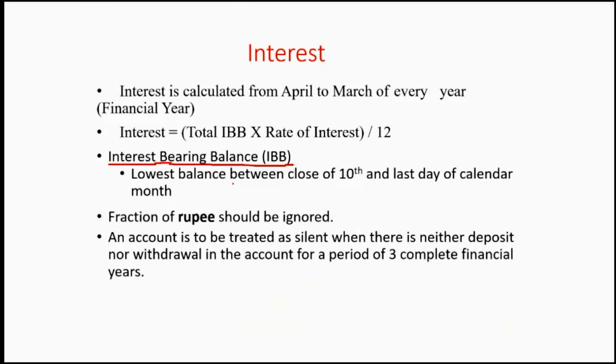So in an account, the IBB is the minimum balance, the lowest balance between the close of 10th and the last day of the month. We have to take all the IBBs of all 12 months from April to March and make an average, and on this average amount we apply the rate of interest of 4%. By this we get the interest for that particular account.